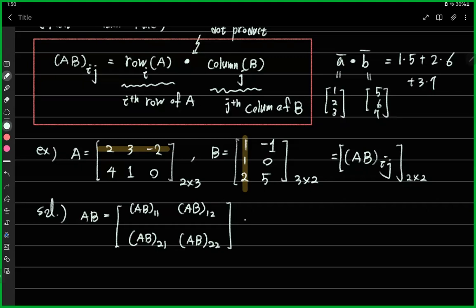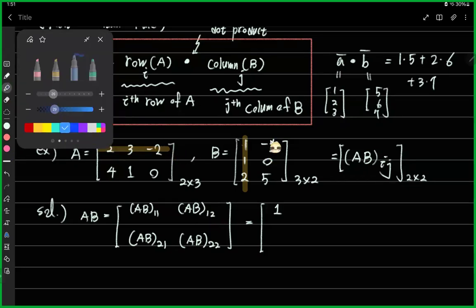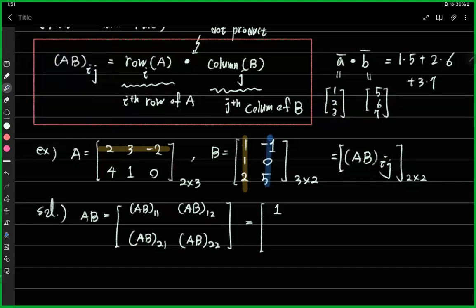Okay, so now for this one, we do the dot product, which means 2 times 1, plus 3 times 1, plus negative 2 times 2. So we're going to get 1, right? 1. And then AB 1 2 means we multiply the first row of matrix A by the second column of matrix B. So 2 times negative 1 plus 3 times 0 plus negative 2 times 5. Okay. So you're going to get negative 2 and then minus 10, negative 12.